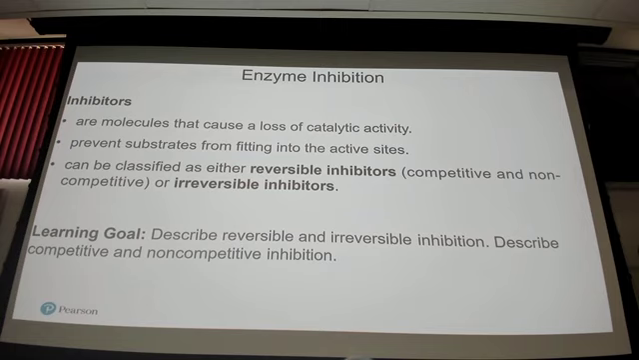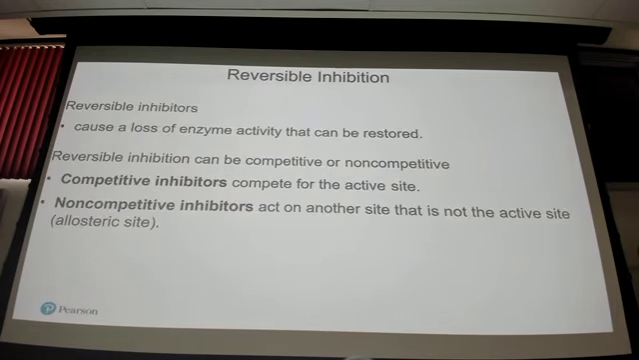So, inhibitors of enzymes basically stop the functioning of enzymes, and there are two types of inhibitors, reversible or irreversible inhibitors, and we're going to talk about both of those types. So, a reversible inhibitor, there's two subtypes of those. You have competitive, that competes at the active site. Non-competitive inhibitors compete at a site other than the active site.